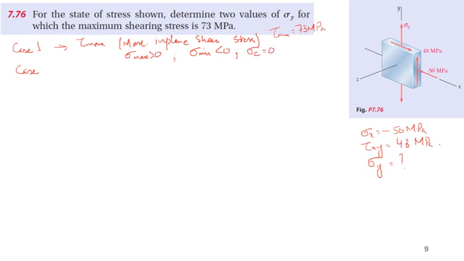Okay. Now case 2, when tau max is maximum out of plane shear stress. In this case, sigma max and sigma b both will be greater than 0, and sigma c will be sigma minimum, and that will be equal to 0. So the third principal stress will be 0. Okay, now let's start with case 1.